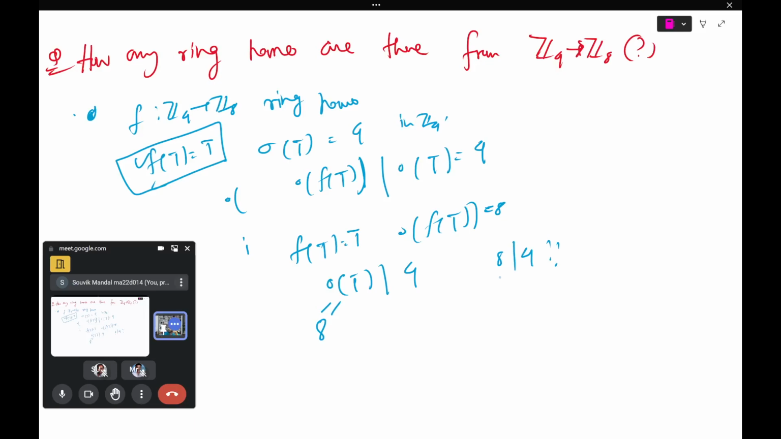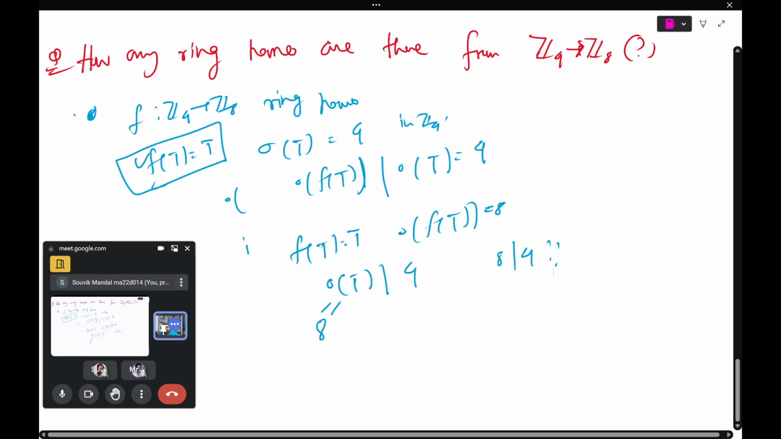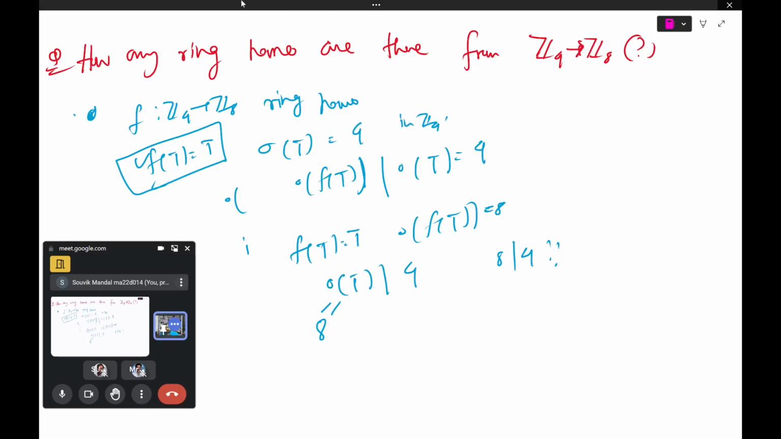So that's why there is none. How many ring homomorphisms are there? It is zero. There exists no ring homomorphism from here to here. That's the argument. Understand?